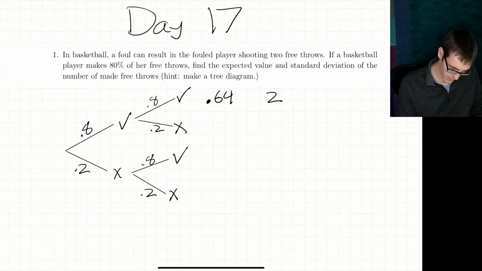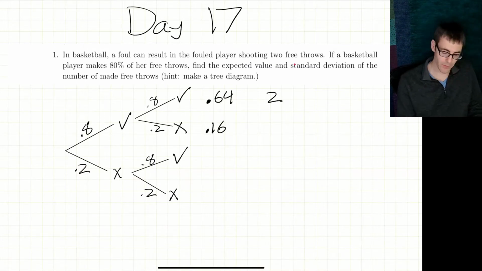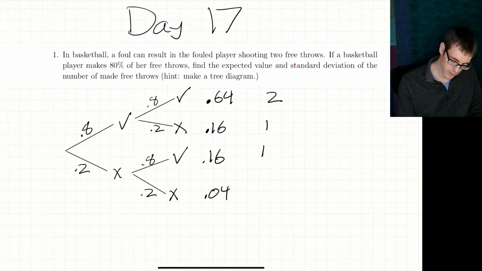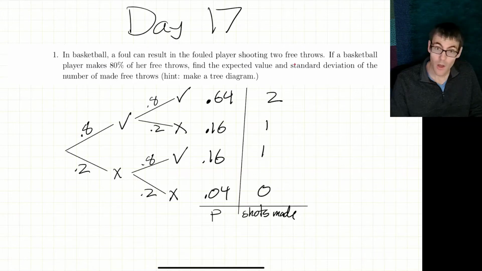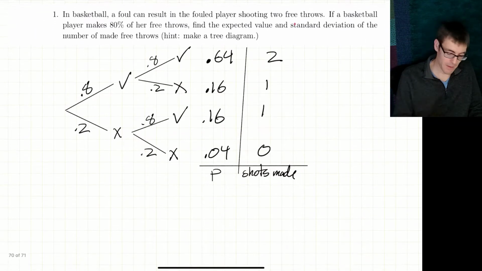Similarly, we've got a 0.16. That's the probability of making the first one, missing the second. 0.16 for missing the first, making the second, and 0.04. So if we also write down the number of shots made, we can form a table. We can then use this to find the expected value.